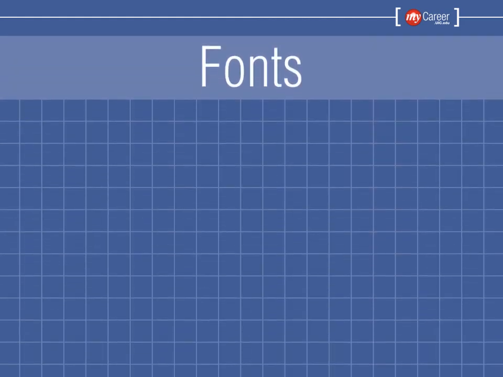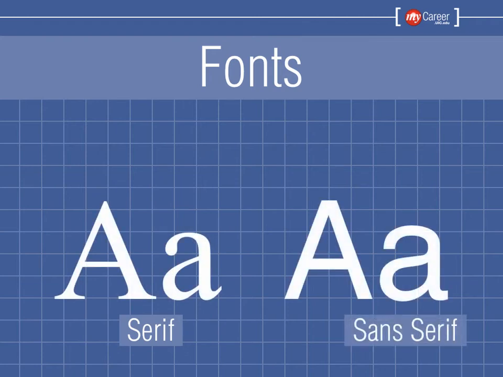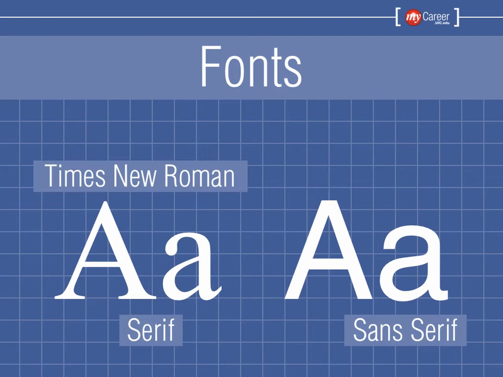There are two basic types of fonts: serif fonts and sans serif fonts. Serif fonts have lines with exaggerated ends, which are referred to as serifs. Sans serif fonts do not. Times New Roman is a common serif font. Helvetica is a common sans serif font. Some research suggests that sans serif fonts are better for presenting because they are easier to read when projected.